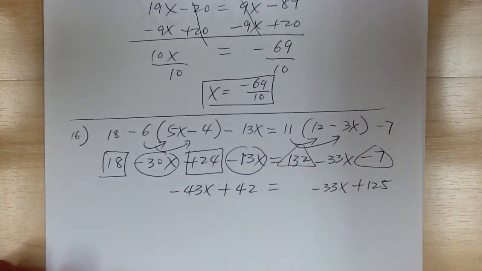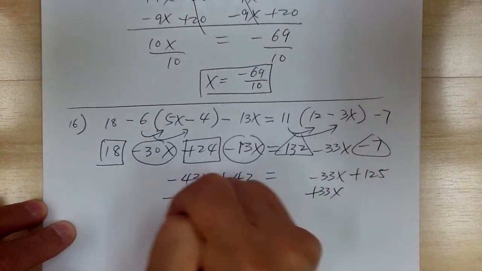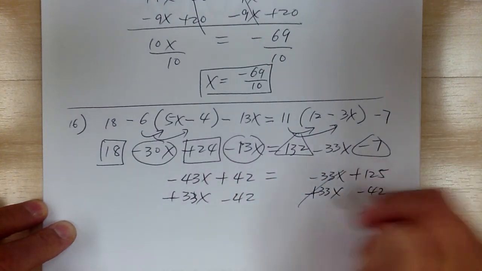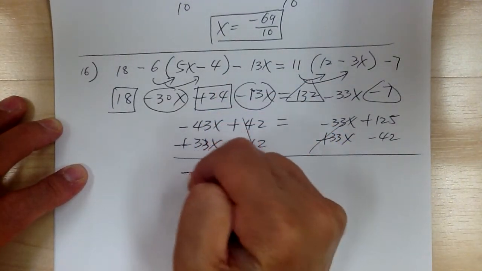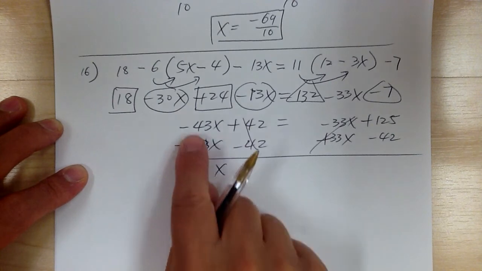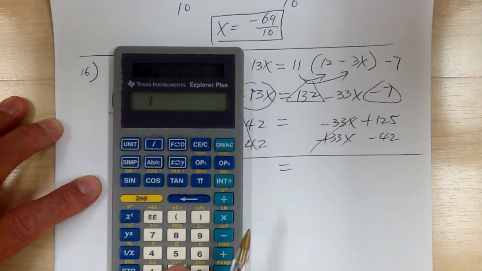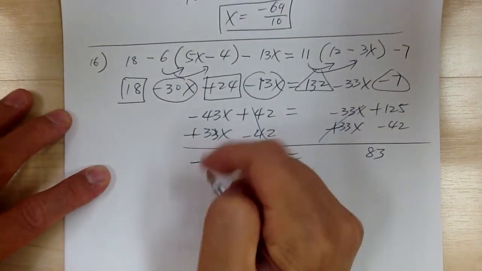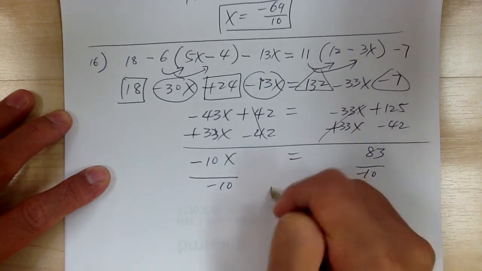You can use a calculator to work things out. Now I'm going to add 33x to get rid of that, and subtract 42 to get rid of that. So again, move the variable to one side, move the number to the opposite side. This one will give me negative 10x. With opposite signs, you subtract the numbers, and the sign will follow the one with the higher number. And this one, 125 minus 42, you get 83. So divide by negative 10, divide by negative 10. So x equals negative 83 over 10.